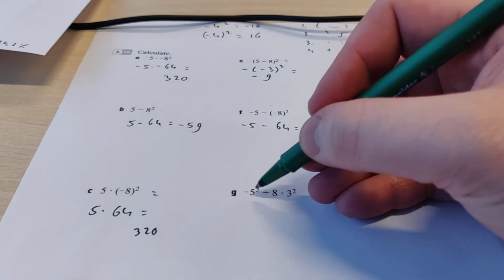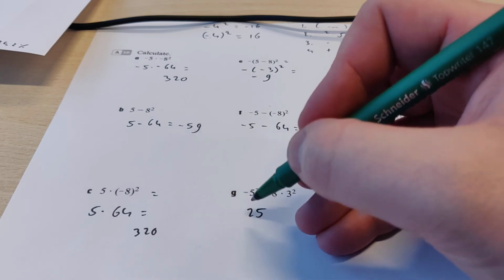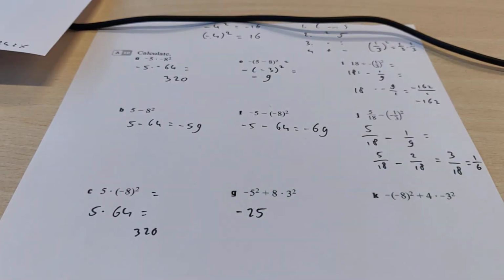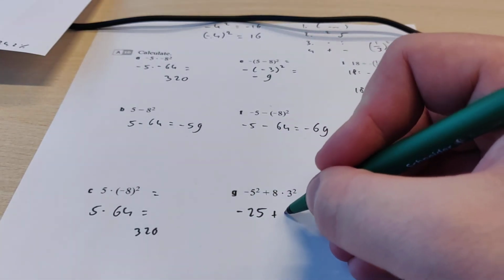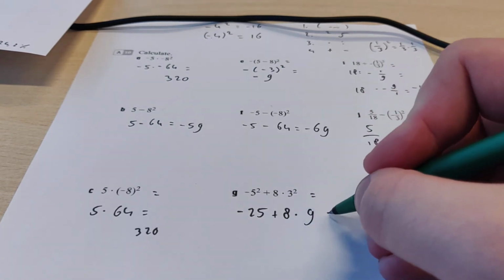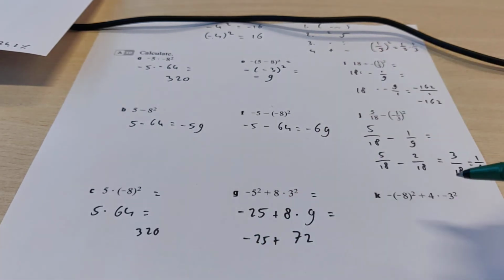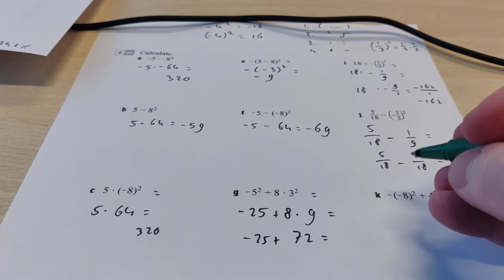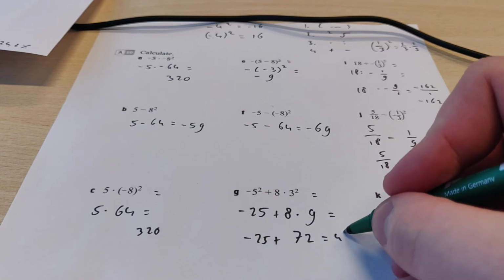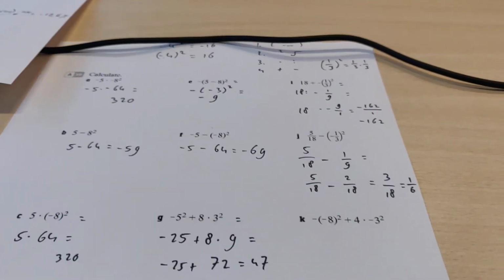Then we're going to go to this one. First minus 5 squared. Well, 5 squared is 25, and the minus was not in the brackets, but in front of it. So the answer is going to be minus 25. And then plus 8 times 3 squared is 9. 8 times 9 is 72, and minus 25 plus 72 is 47. So that's the answer there.